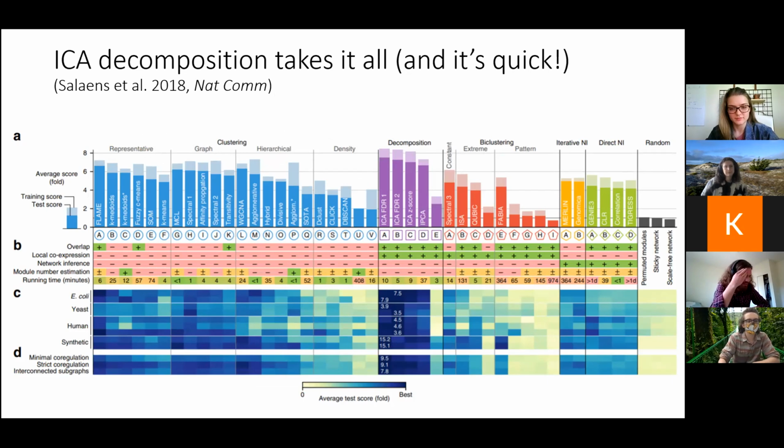Yeah, WGCNA is still pretty good, and there are other methods that are still pretty good, but this was at least a paper that really got me wanting to try ICA, because something that we're really interested in is looking at the overlap between modules, and you just can't really do that with WGCNA and other clustering methods. So in terms of module detection methods that can handle overlap, ICA seems like a very good option.